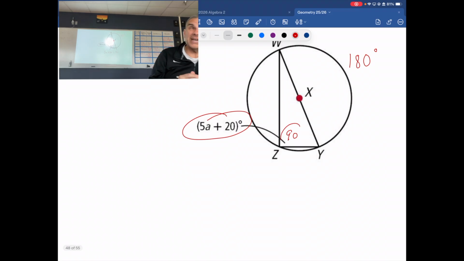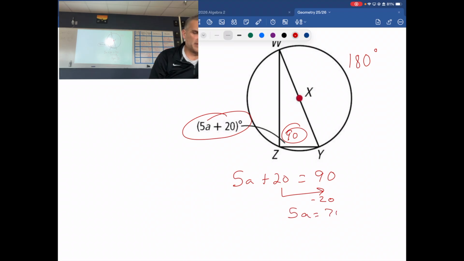A little longer to get there, a little bit more processing to get there. But in the end, we got there. Subtract 20. 5a equals 70. 5 times what is 70? Or 70 divided by 5 is 14. Hey Siri, what's 70 divided by 5? 70 divided by 5 is 14. So our a value is 14. 5 times 14 is 70. 70 plus 20 is 90. It checks out. It works.